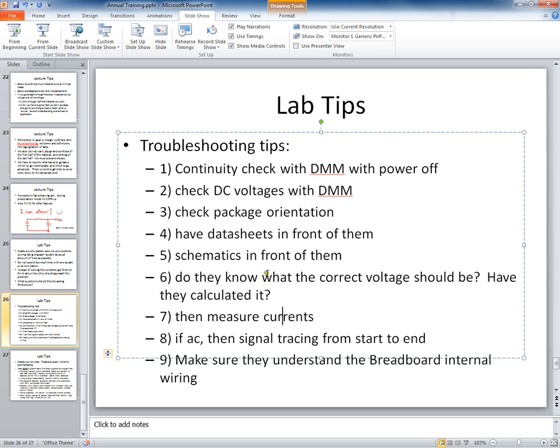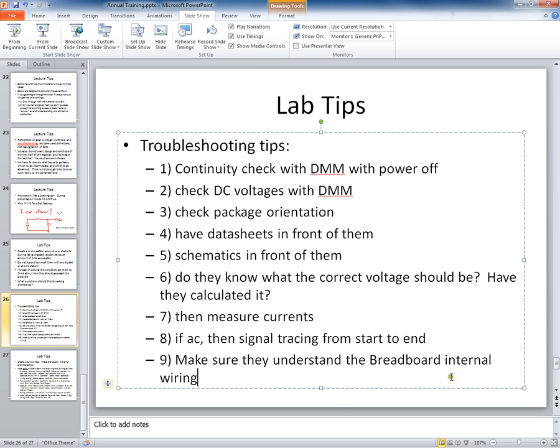After all that, if it doesn't work, measure the current. Is there any current? Zero current? Lots of current? Medium current? Whatever. They need to know how to use the current meter. If AC, then do signal tracing from start to the end. So they start at the signal and go all the way through, and once you lose your signal, then you know that you had a bad connection. Power elimination. That's pretty much the basics of that.